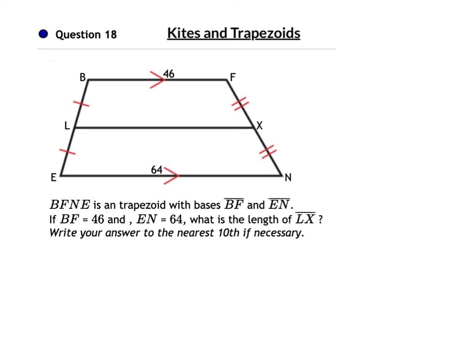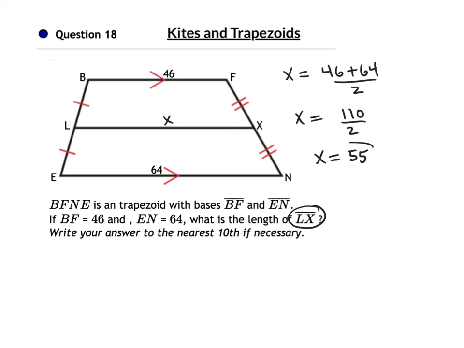In question 18, we're trying to find a midsegment, the length of segment LX. The midsegment is the average of the two bases. LX, I'm just going to call it plain old x. x is equal to the average of the two bases, and the bases of a trapezoid are the parallel sides. That's 46 plus 64 divided by 2. 46 plus 64 is 110. So this is 110 divided by 2. That means x has a length of 55. So LX is 55.